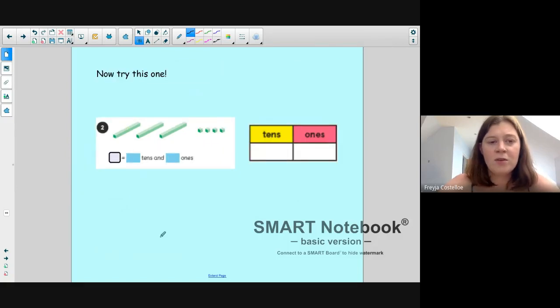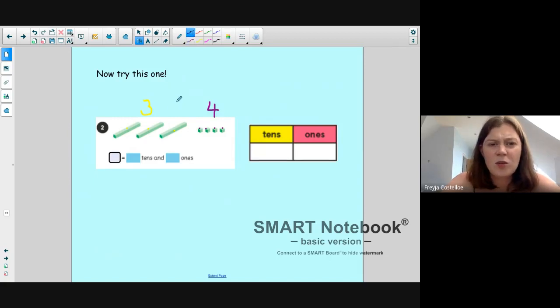Now try this one on your own. Give the video a pause and see how many tens, how many ones, which numbers go in your place value chart, and how many cubes there are all together. Off you go. Okay, well done. So how many tens do we have? Let's count those up. 10, 20, 30. 1, 2, 3. Got 3 tens. How many ones do I have? 1, 2, 3, 4. I've got 4 ones.